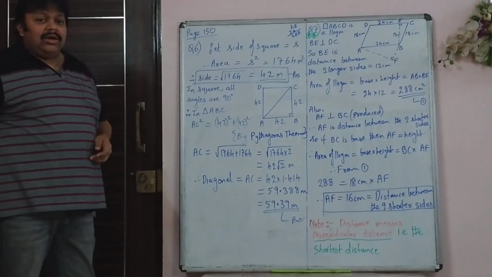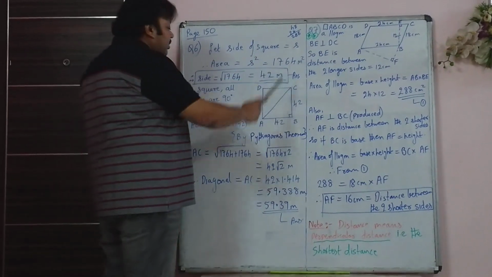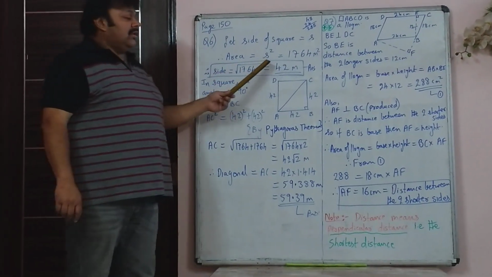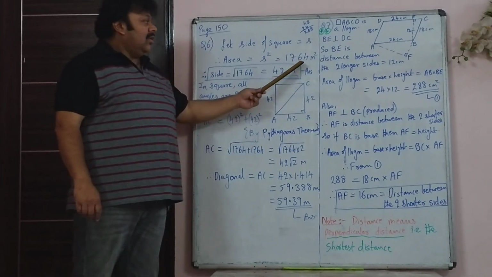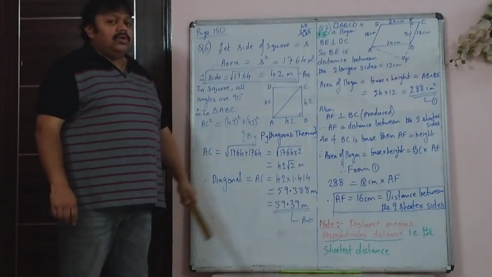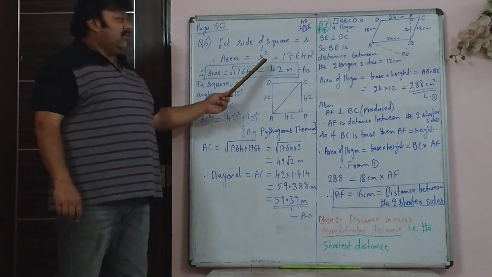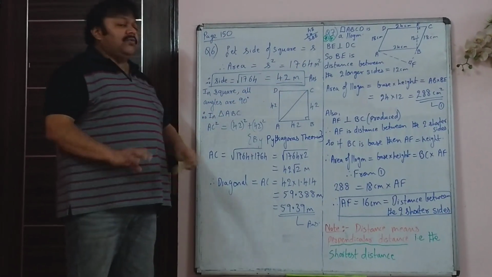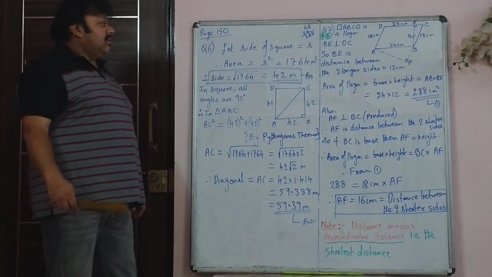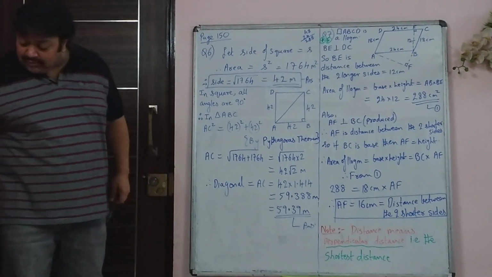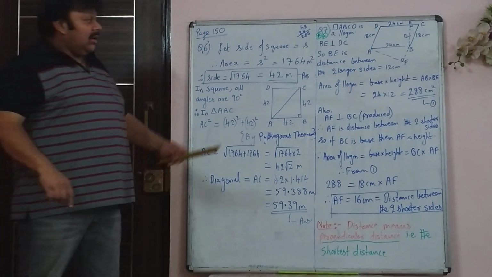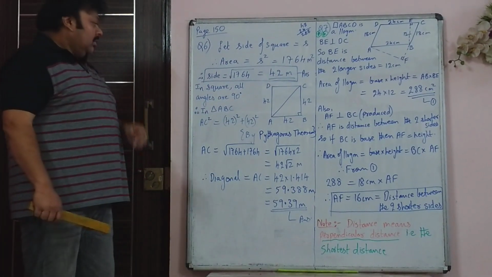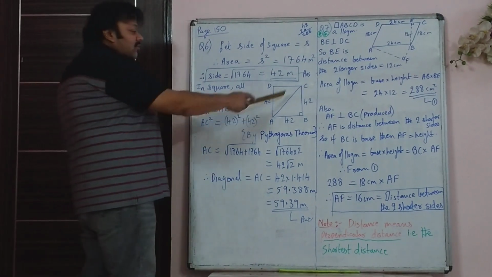So obviously in a square all sides are equal, so we say let the side be S. So area is side squared, and that is already given, 1764. So therefore we can find the side. We get side is root of 1764, or 42 meter. Since the area was given in meter squared, the side would be in meter.